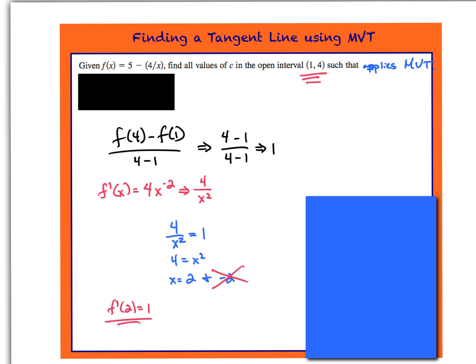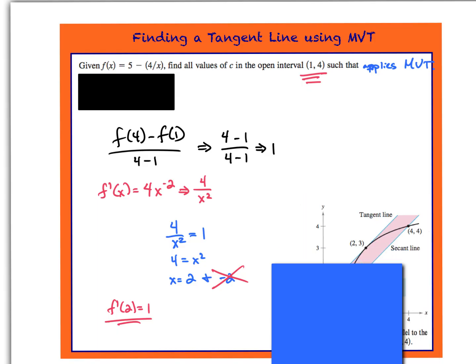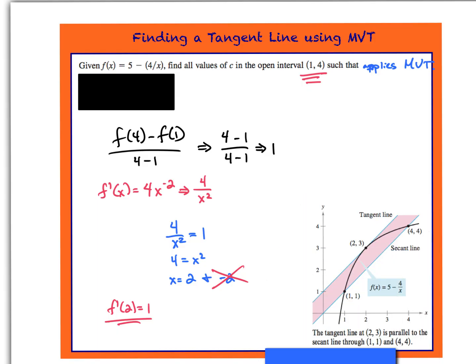I'm just showing, if we look at our graph, what actually happened graphically is the slope of this secant line between these 2 points was 1. And then we found what x value, my slope was the same. And so my x value was at what? 2. And so that's what we just did.